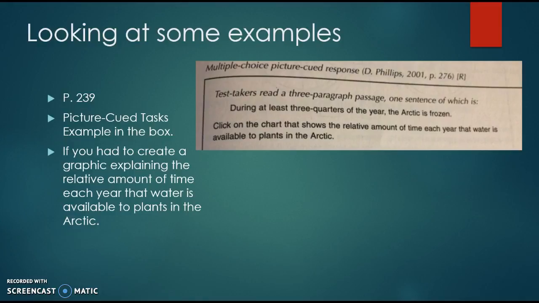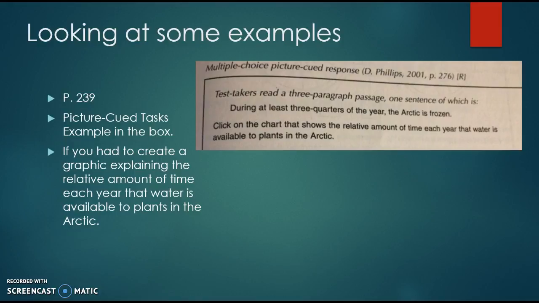In this one, the students, the test takers, read a passage, and one of the sentences says, during at least 3/4 of the year, the Arctic is frozen. And then the question asks the student to take that concept and convert it into the amount of time that water is available. So take the meaning of that sentence and convert it to choosing the amount of time the water is available. So if you had to draw that as a picture, what would you draw? Seriously, pause it, take a time to do it so we can think it through.